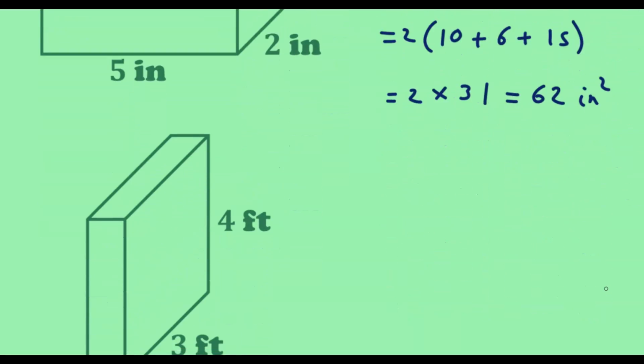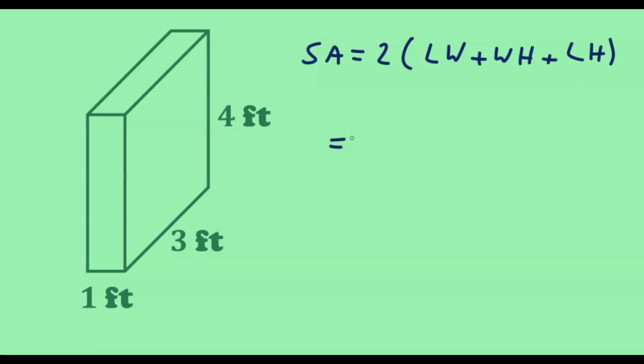Let us consider the next rectangular prism. In this rectangular prism, the length is 1 foot, the width is 3 feet, and the height is 4 feet. So let us determine the surface area by using the formula. We have 2 times LW plus WH plus LH. For LW, we have 1 times 3. Then WH, that is 3 times 4. Then LH, that is 1 times 4.